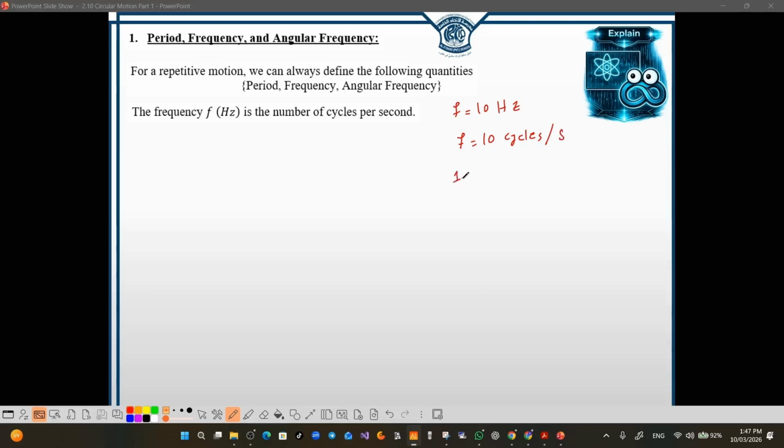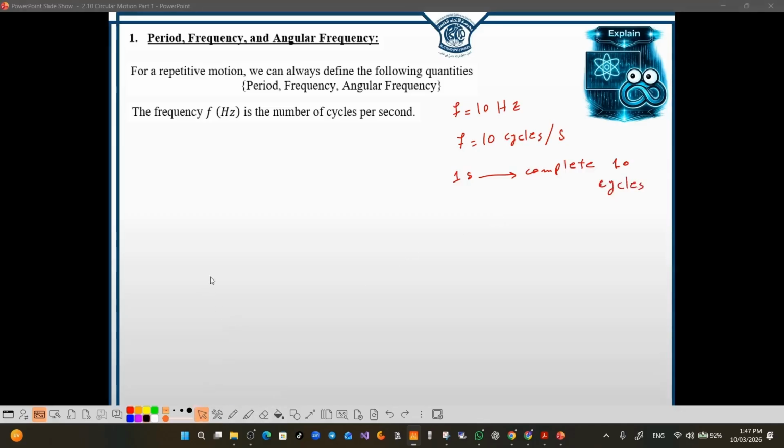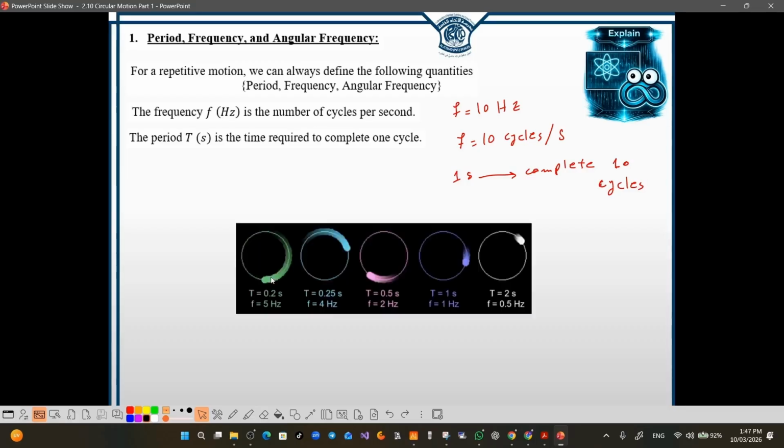So in every 1 second, the object will be able to complete 10 cycles. Now, the period is not about the number of completed cycles, it's about the time needed to complete one cycle. So for every one cycle, how much time did I spend?